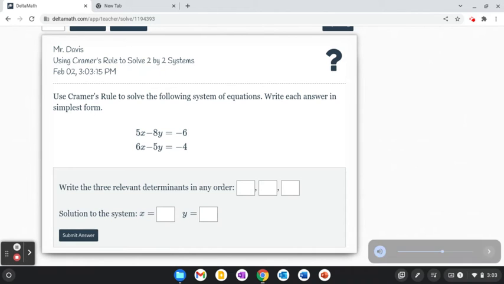Hey guys, this is going to be just a quick video on how to do the Cramer's rule with the DeltaMath problems. Please also look at the video from yesterday where we took these notes in class.